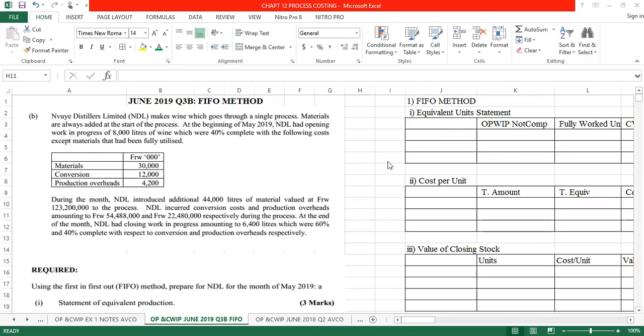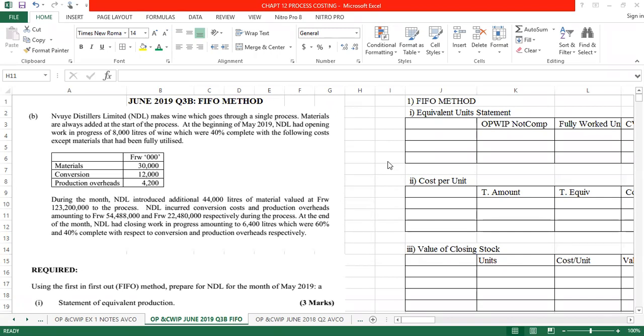So June 2019, question 3B. June 2019, question 3B reads, NDL makes wine which goes through a single process.